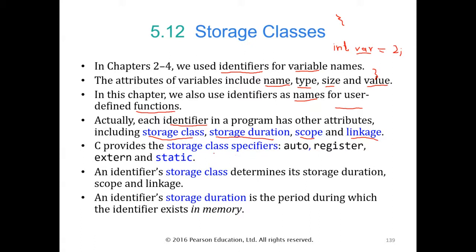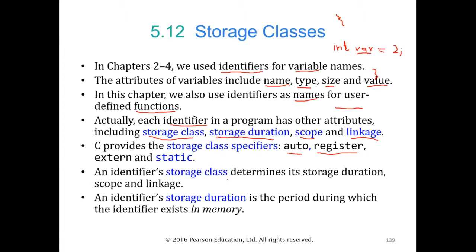So if we're talking about storage class, there are basically 4 types of storage class specifiers. First one is auto. So this is the default one. Let me talk about this in a bit more detail later. The second one is register. Then you have extern, and then you have static. So these are the 4 storage class specifiers.